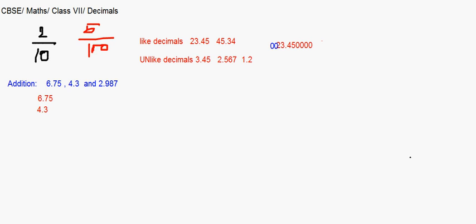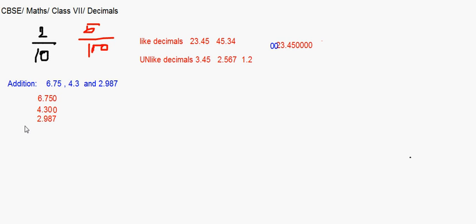Now the first decimal had 2 decimal places, but the second one has only 1, but you can make it 2 decimal places by adding a 0. The next one is 2.987, another decimal which has 3 decimal places. The above 2 did not have 3, so you add on a 0 here, and another 0 here. I told you this addition of zeros doesn't make a difference to the decimal fraction.